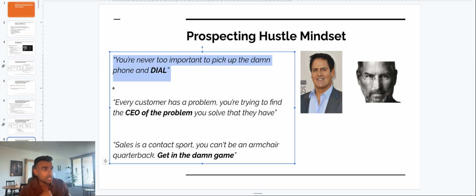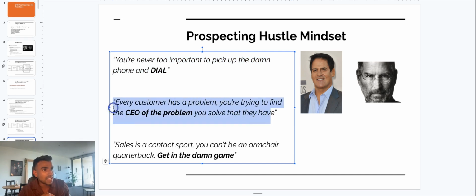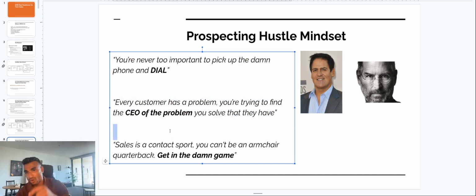The next thing that I'll quickly share with you is every customer has a problem. You are trying to find the CEO of the problem. So as salespeople, sometimes we can start to get in our own head about calling people. We get nervous about it. Oh my God, I don't want to call someone. I'm worried that if I call someone, they're going to think I'm annoying them. No, right? You're trying to find the person that owns the problem that you can solve.